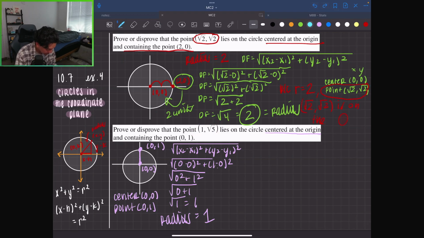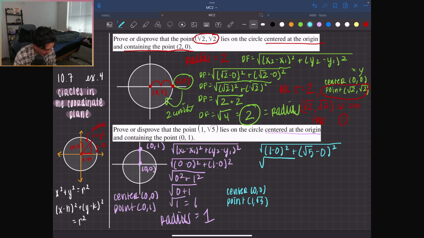So let's try that out. 1 root 5, is that on? Let's see if it gives us the same radius. So again, our center is 0, 0. And then the point that we're going to test out is 1 root 5. All right, let's substitute these values. So x sub 2 is our x value of our second point. So 1 minus 0 squared plus y sub 2 minus y sub 1. So our y sub 2 is our root 5. So root 5 minus 0 squared.